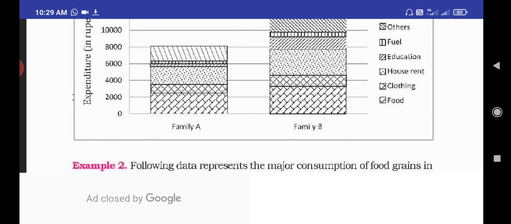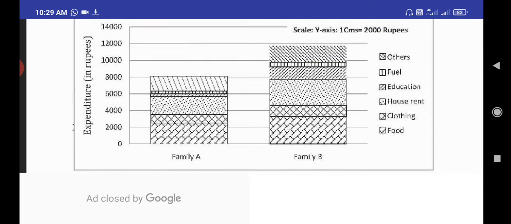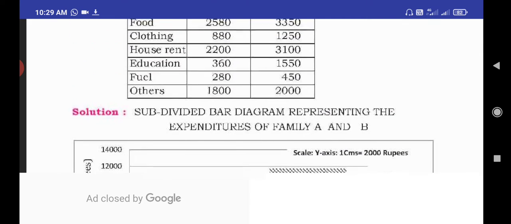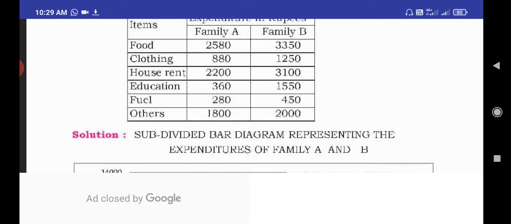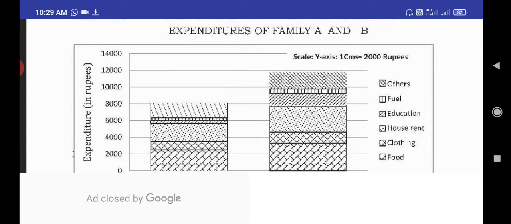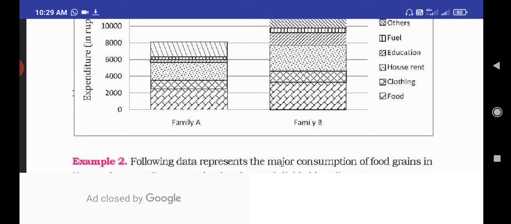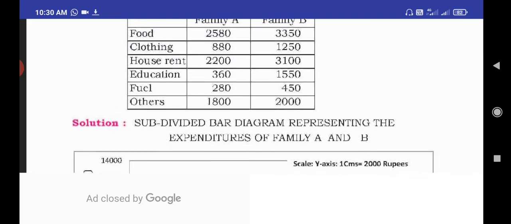Horizontally, on the x axis, we consider family A and family B. For family A we use one bar, for family B we use another bar. Under family A, what items are there? Food, clothing, house rent, education, and fuel and others. All this information we have to divide. This whole data we can consider as 100. That data will be divided based on the required information.